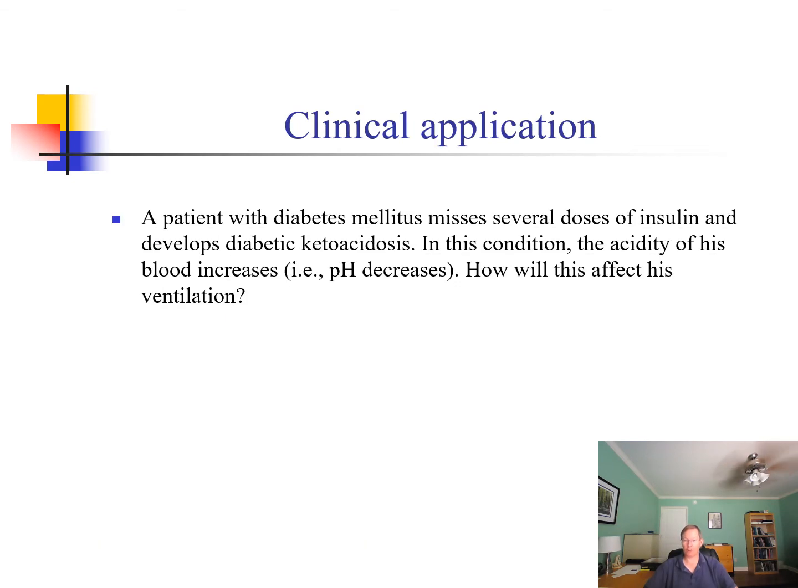So let's give some examples. Let's say a patient has diabetic ketoacidosis from their diabetes mellitus where they've missed some doses of insulin. In this condition, they'll increase the acidity of their blood, that is, their pH will decrease. How would this affect ventilation?